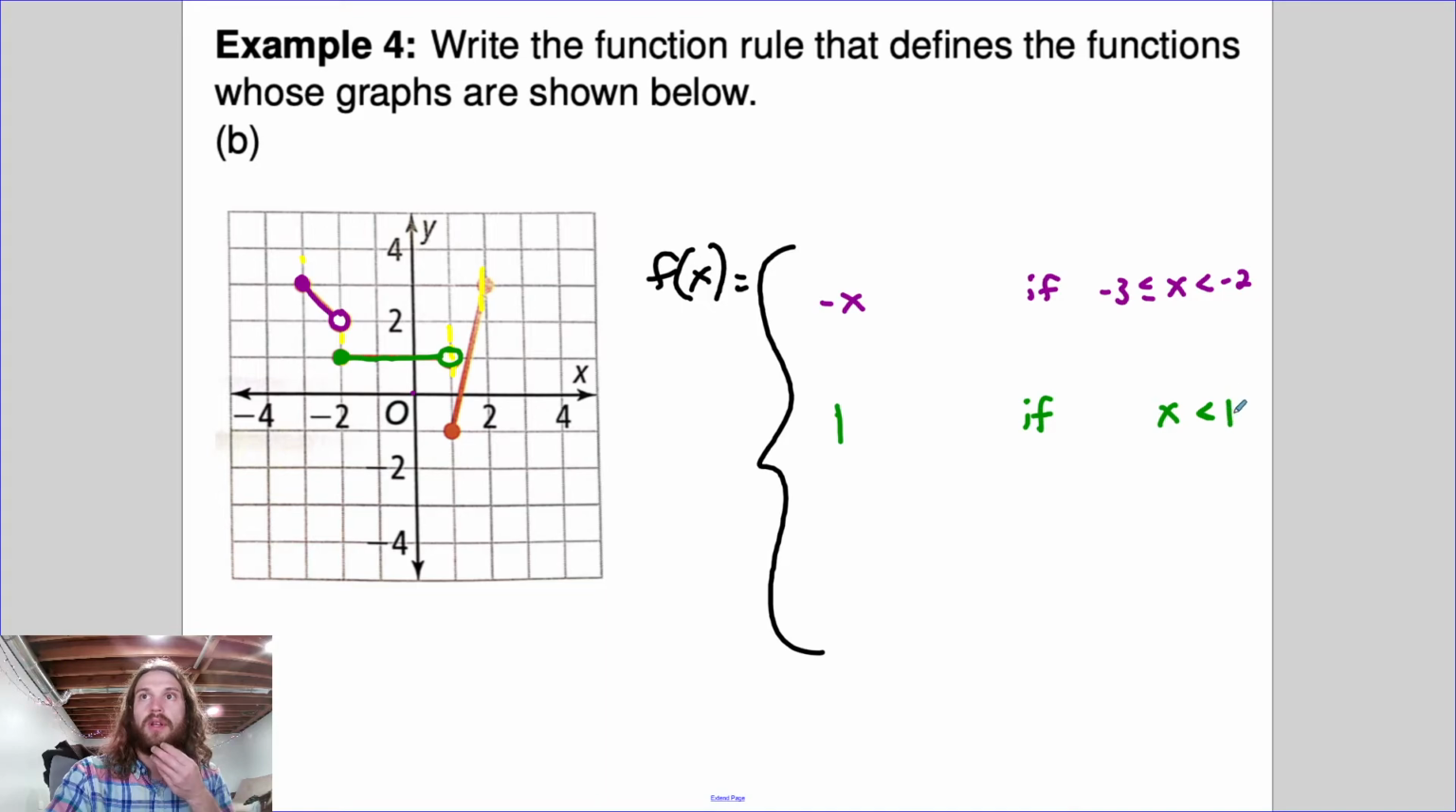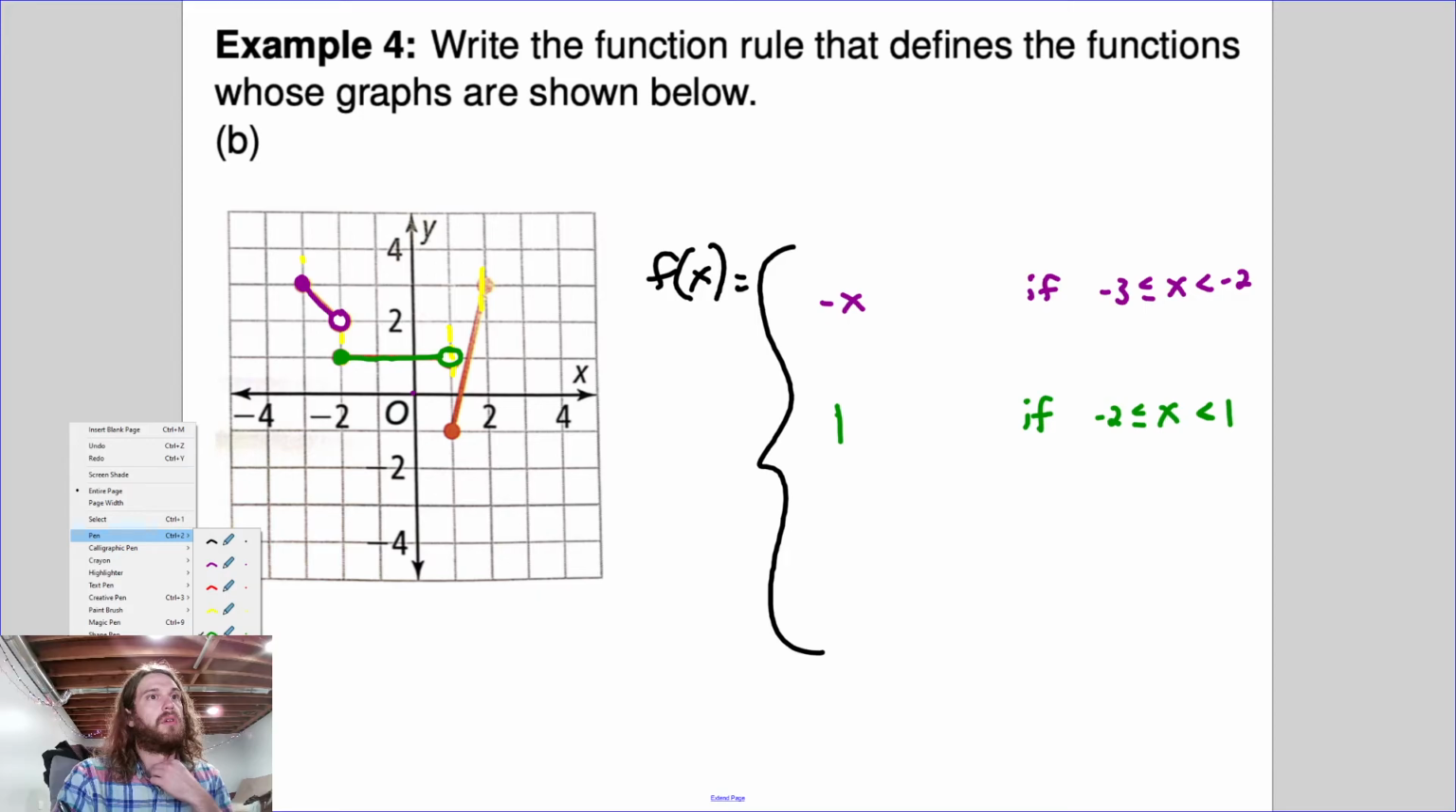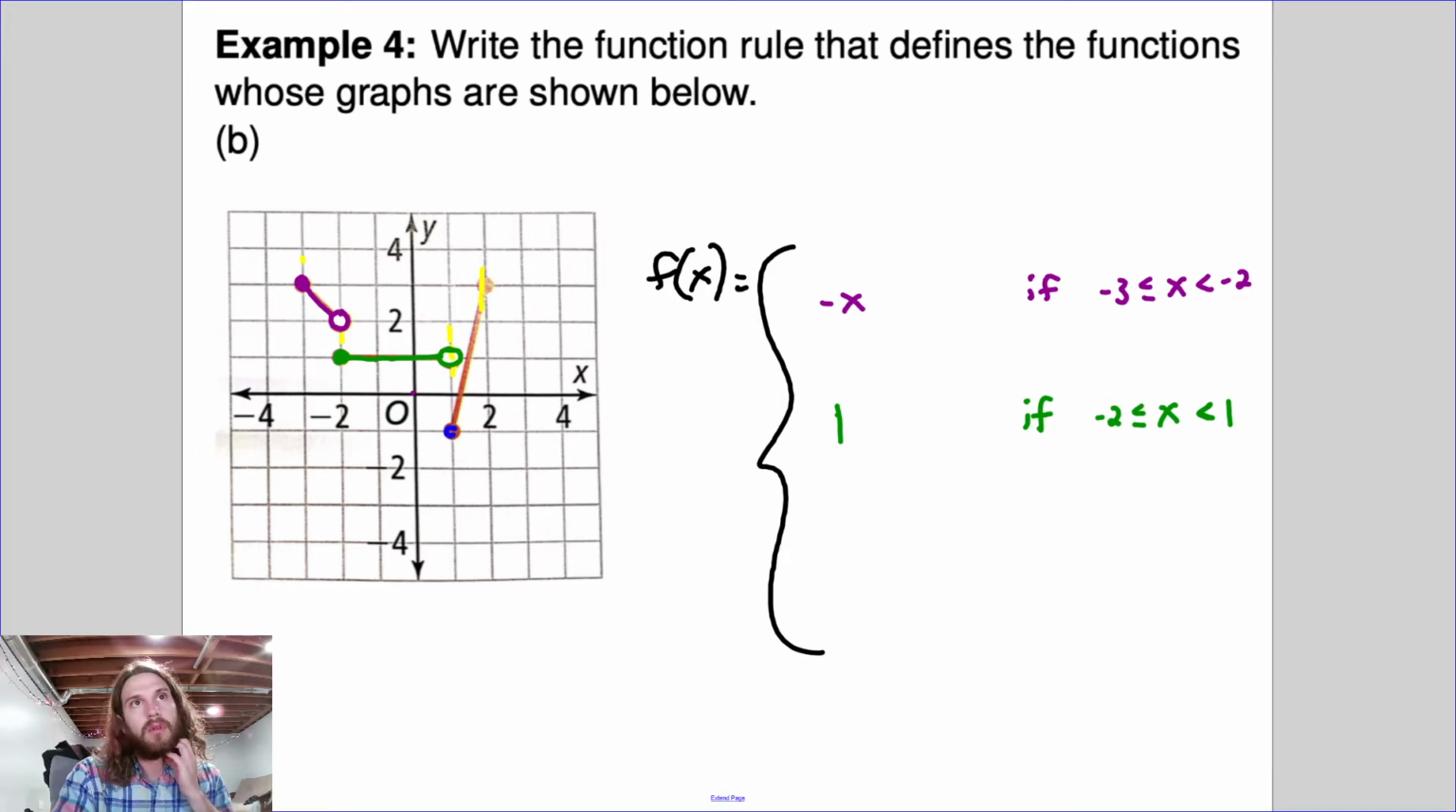Less than 1. If x is less than 1 and x is greater than or equal to negative 2, the show must go on. Ooh, that's real sad. Okay, if x is less than or equal to 2, x is greater than or equal to 1.